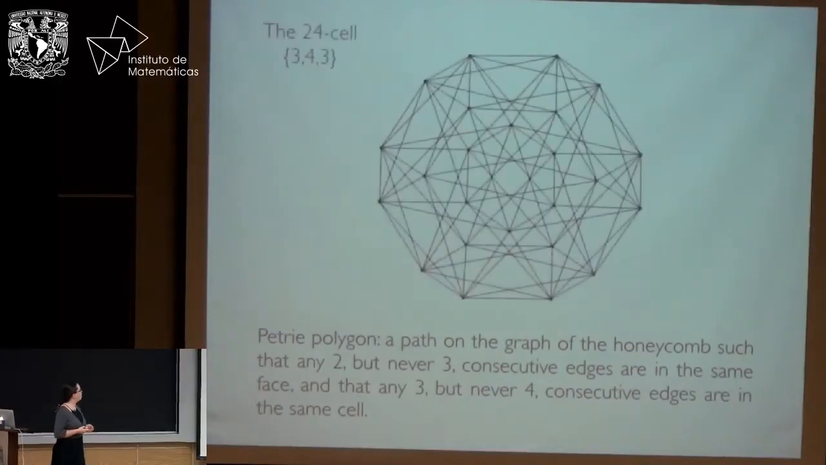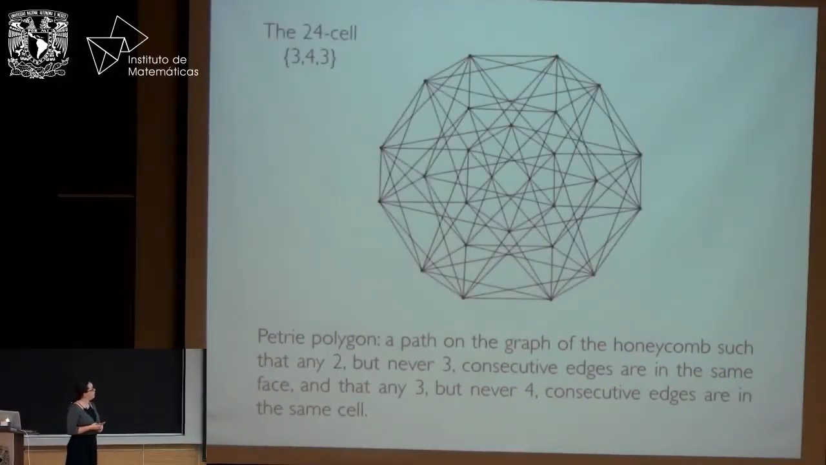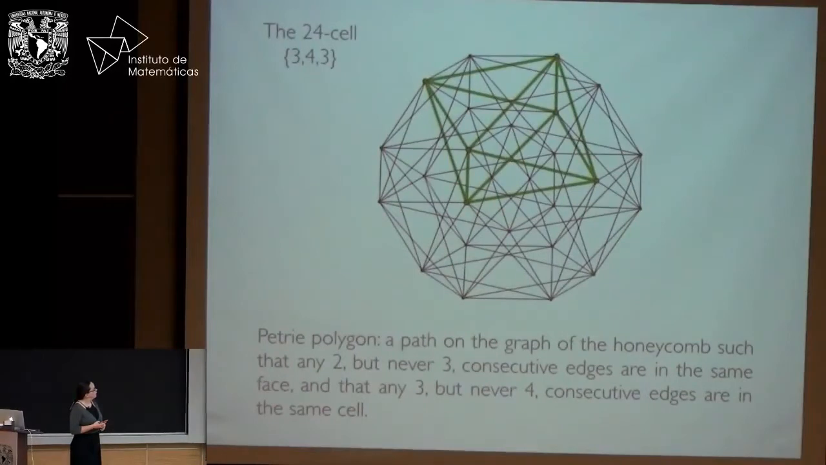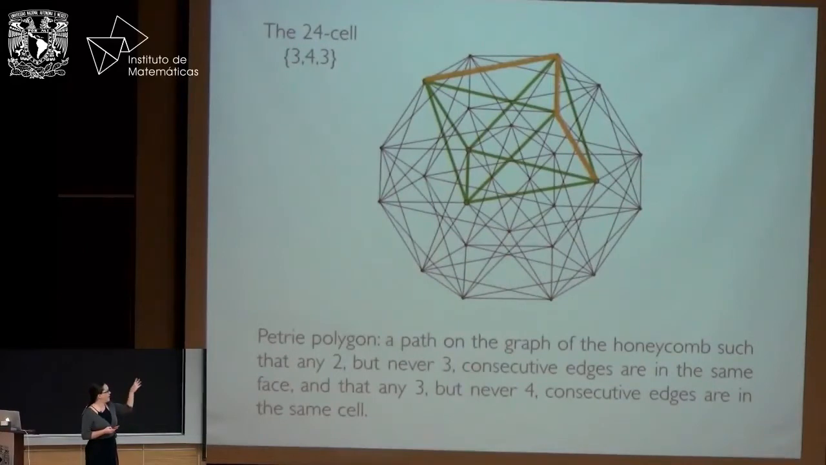Now, another example in the 24 cell. So I start with an octahedron there, and I take 2 edges that belong to one face. So then the 3rd one has to change faces within the same cell. So I change faces within the same cell. And then the next one has to change cells. So I have to see the last 2 edges are there on a triangle. So I have to see which other cell has that triangle.